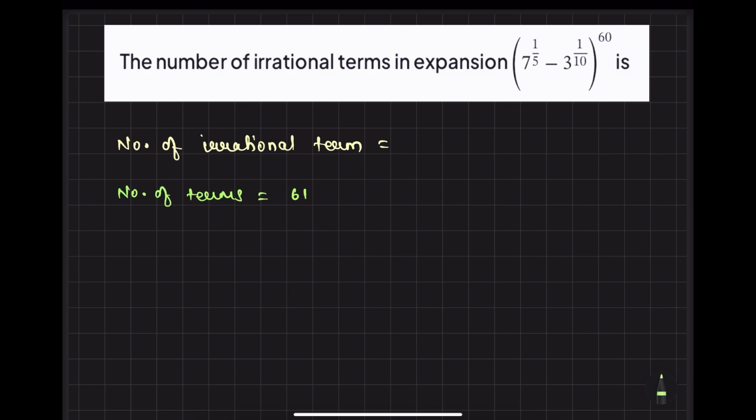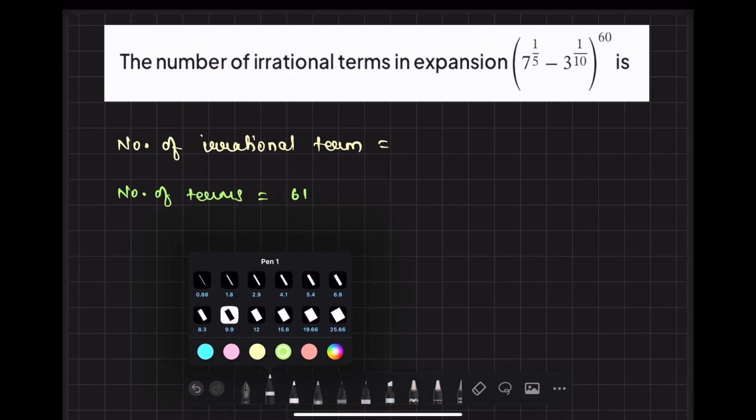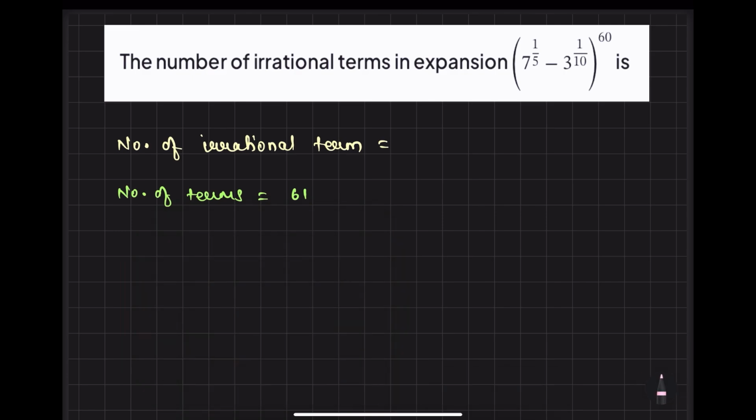So first we will try to find the number of rational terms. For that we will take help of the general term. It is 60 C r, 7 to the power 1 by 5 power something, minus 3 to the power 1 by 10 power r, and then 60 minus r. I hope till this part you guys are okay.